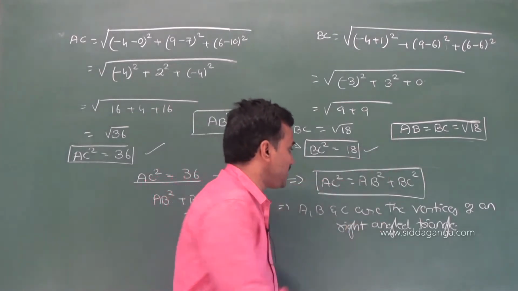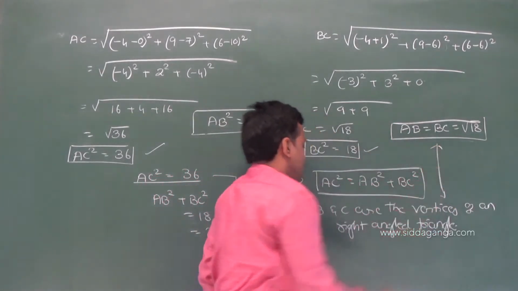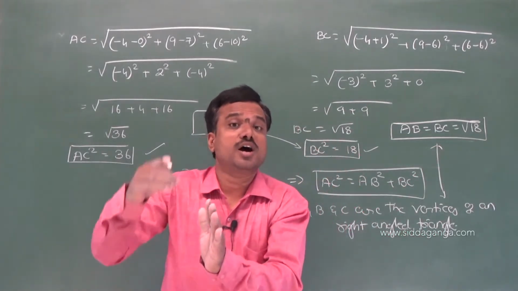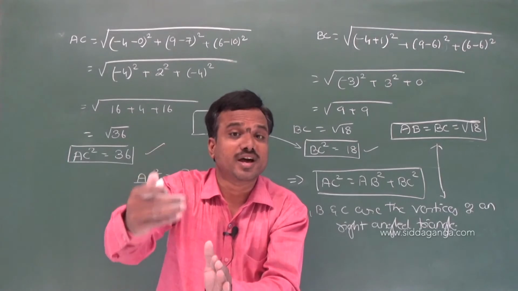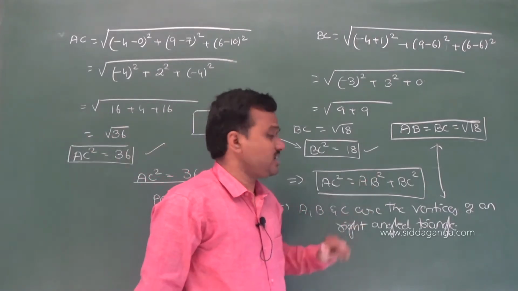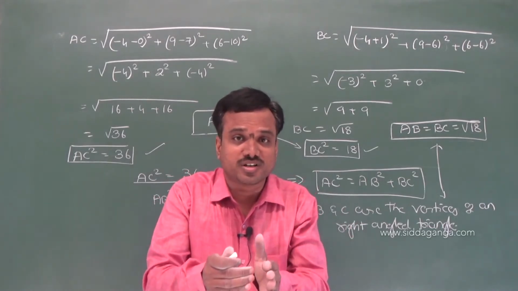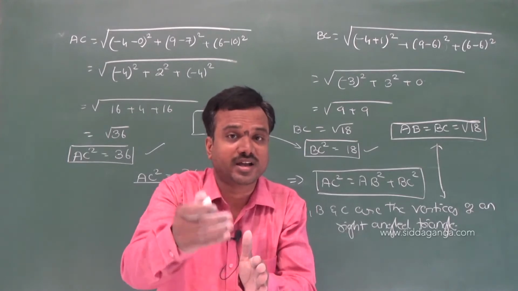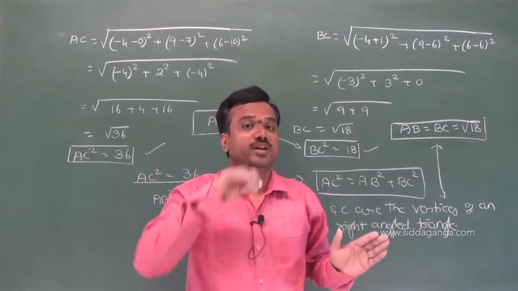Hence, by combining these 2 results, A, B and C are the vertices of an isosceles right angled triangle. Correct? A, B, C are the vertices of an isosceles right angled triangle. Very important.